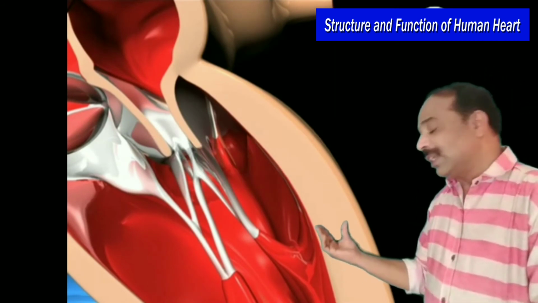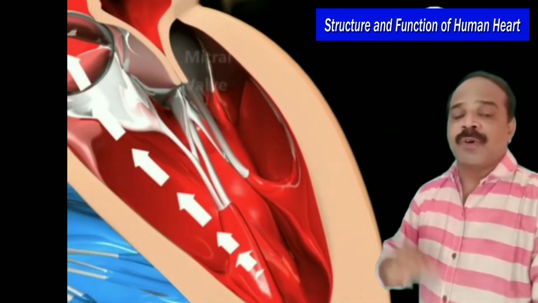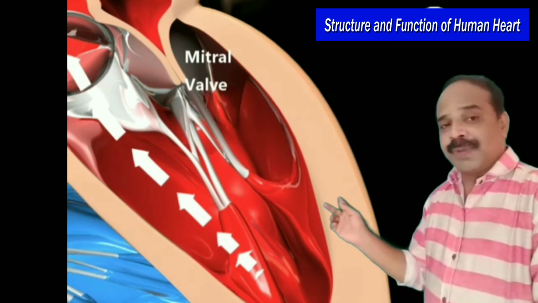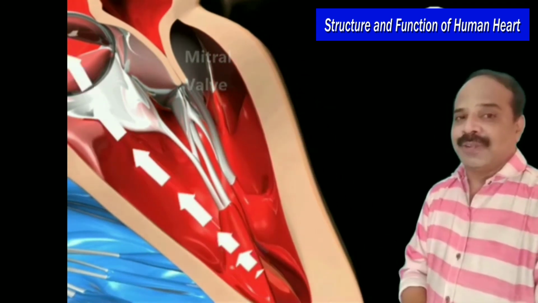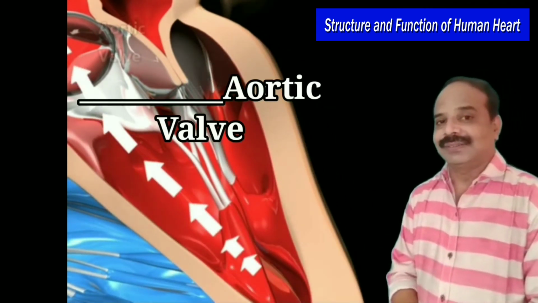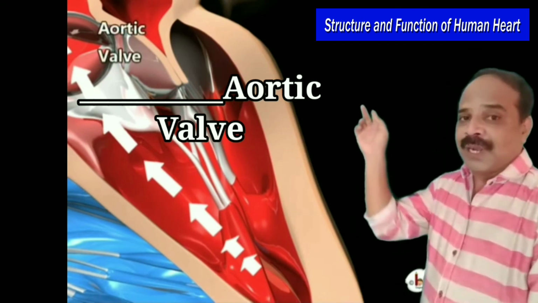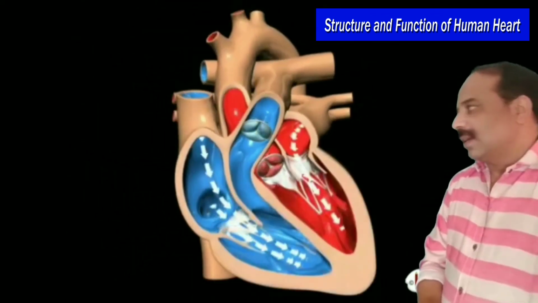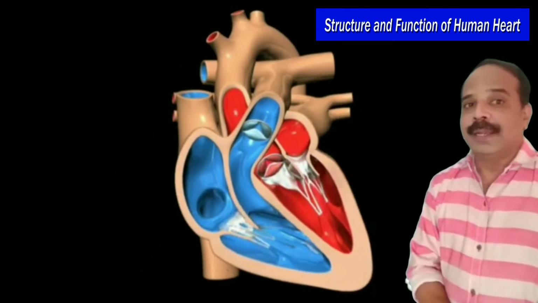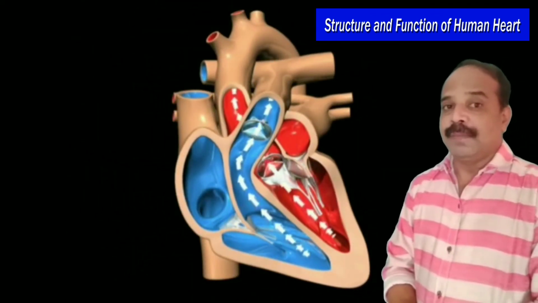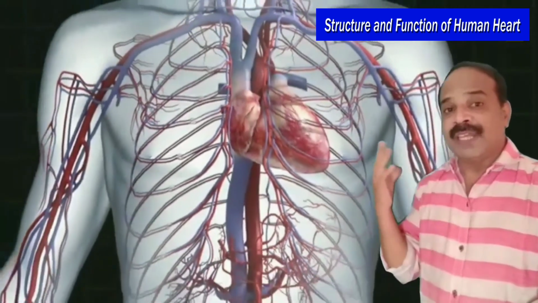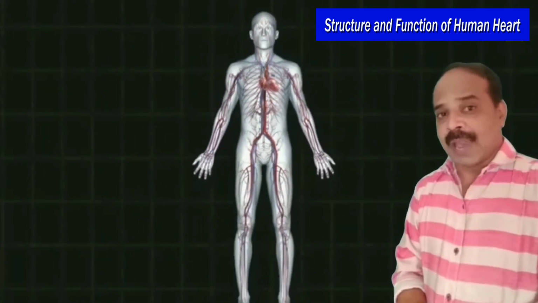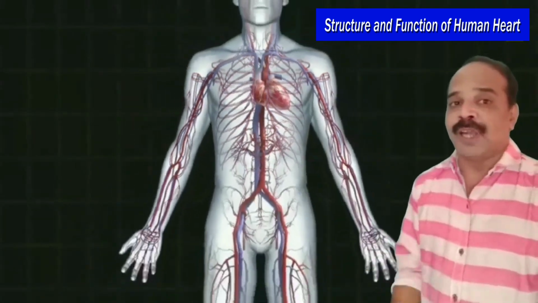From here, the blood travels to all parts of our body through the aorta. Between them there is the aortic valve. Through the aorta the blood circulates to all parts of our body. The aorta divides into many blood vessels. The blood vessels are divided into blood capillaries. With the help of these capillaries, the blood reaches all parts of our body.